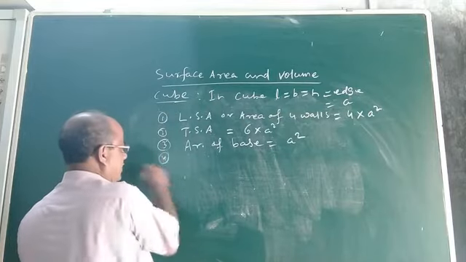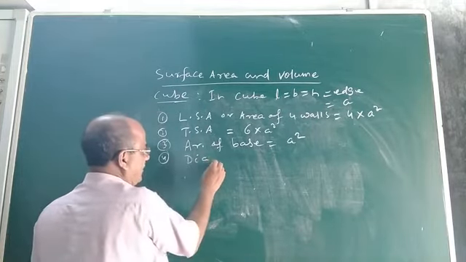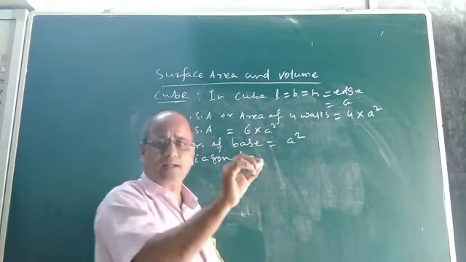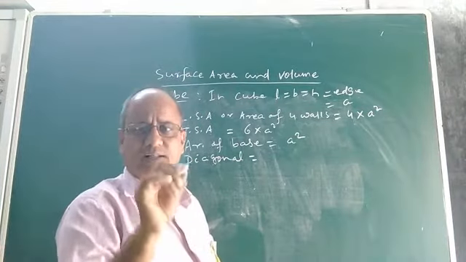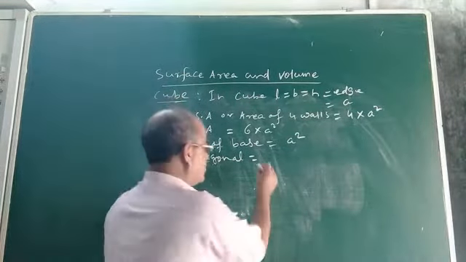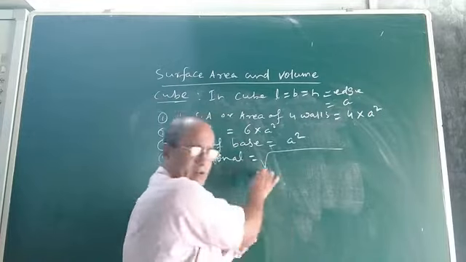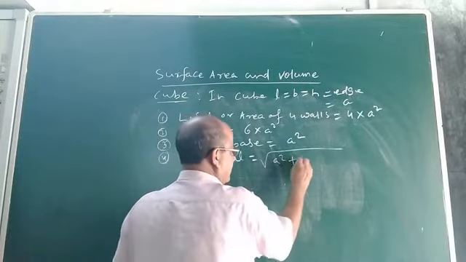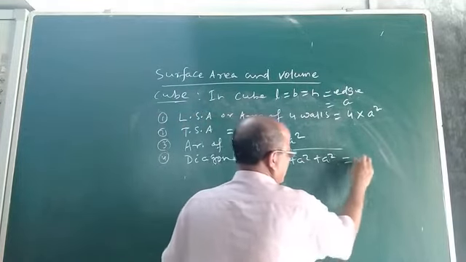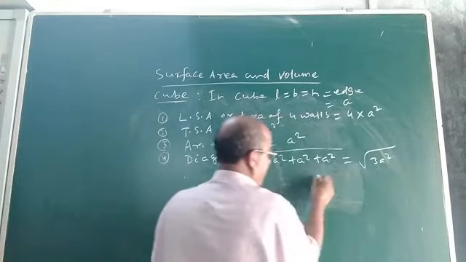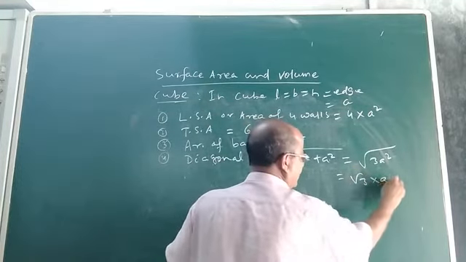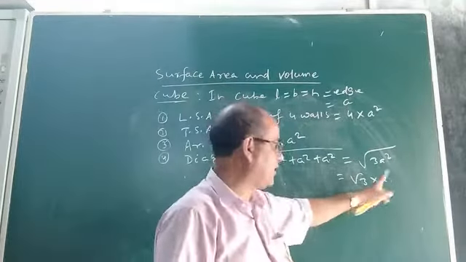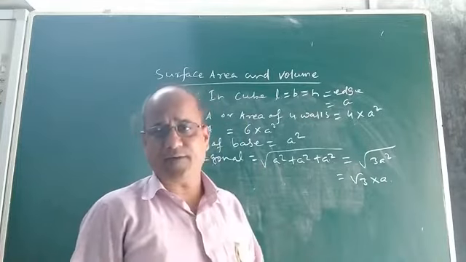Then, what is the diagonal? How to get the diagonal of a cube? You see, in a cuboid, what is the formula to find the diagonal? It is the square root of L square plus B square plus H square. So here, in a cube, L, B and H are all equal to a. So we can write the square root of a square plus a square plus a square, which is equal to the square root of 3a square, and this will be equal to root 3 into a, where a is the edge. So root 3 into a is the formula to find the diagonal of a cube.